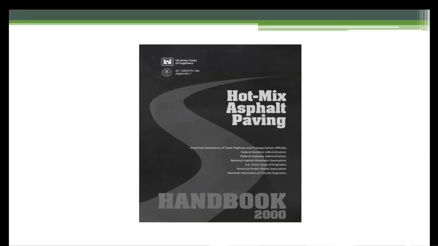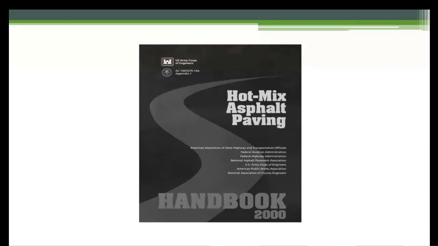We basically, for the introduction to asphalt, don't really have a resource document. The copies of the PowerPoints will be available as a PDF version for you to download, as well as the specification books and so forth.